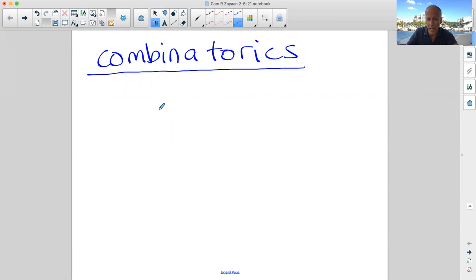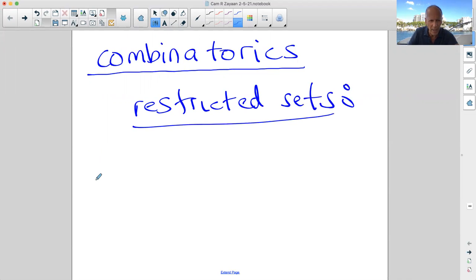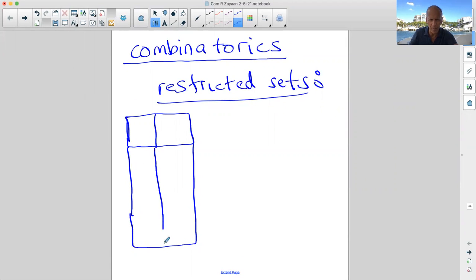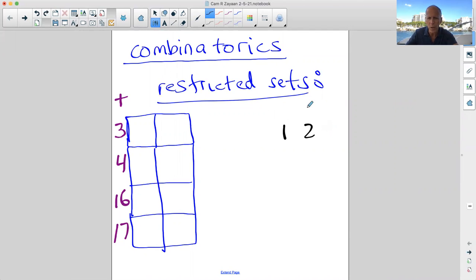So remember, we started last week during our exploration of Kakuro, looking for restricted sets. So you know that when we had two digits, and they had to sum to a certain number, there were restricted sets. So we might have looked at what numbers had the biggest restrictions, okay? And if you remember, when the sum or the clue was 3, 4, 16, and 17, here, the numbers 1 through 9, there were only two ways to create that sum.